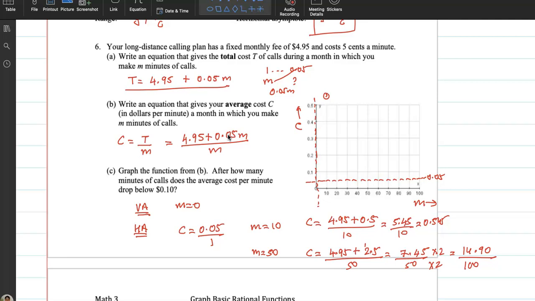So 0.149. Divided by 2, right? So now that's 100. You only need 2 points. Wait, no. Because you times it by 2, no? Why do you times it by 2?